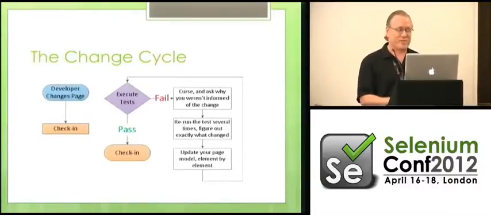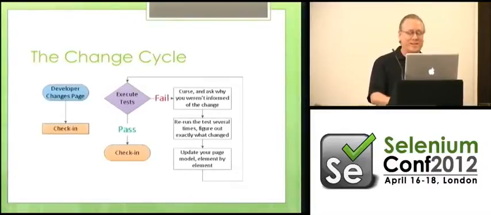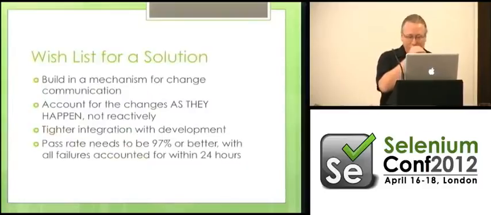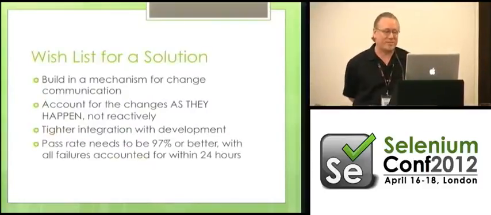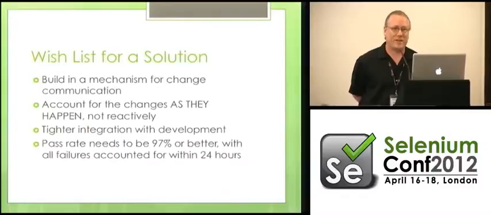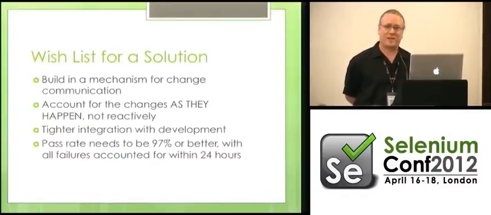Rerun the test several times, figure out exactly what happened, where in the stack did it happen, and then you have to go through and use Inspector or Firebug to figure out what is it? What do I have to do now? And you update your model page by page. So what we want is a mechanism for change communication. We want them to communicate their changes to us automatically.